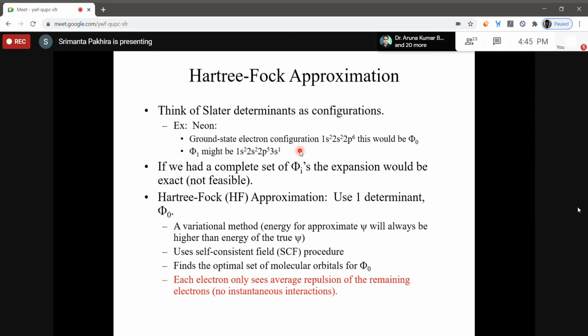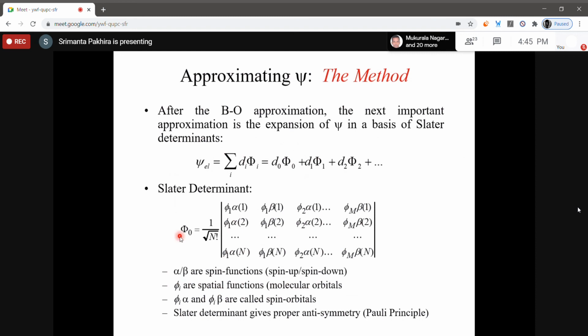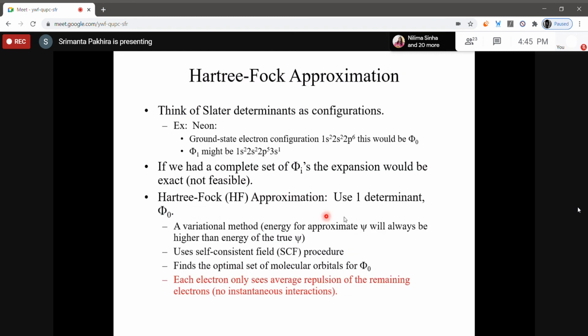Then how do we solve the Schrodinger equation considering this wave function? In that case, we have to understand that Hartree and Fock both made one approximation. They said to consider only one approximation, which is the central backbone of quantum methods: the Hartree-Fock approximation. Instead of considering many determinants of phi 0, consider only one configuration, a single determinant.